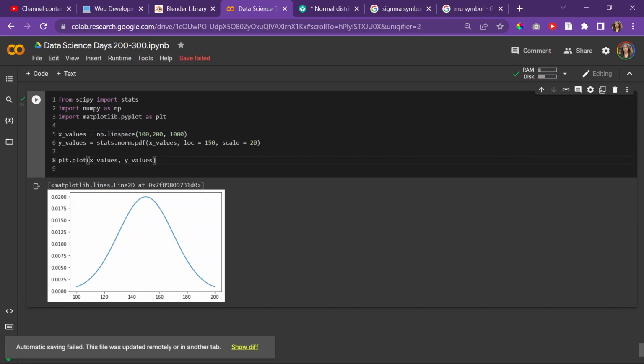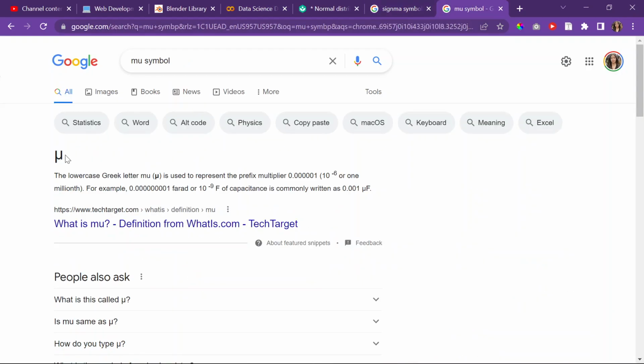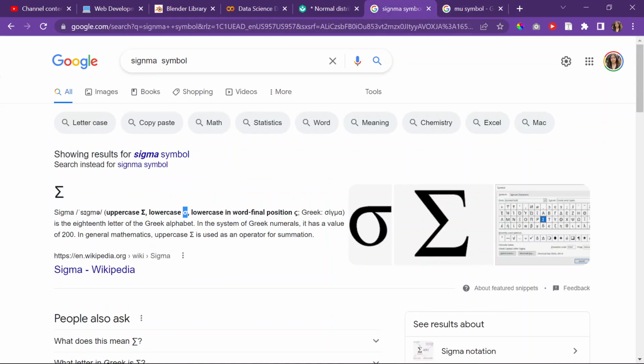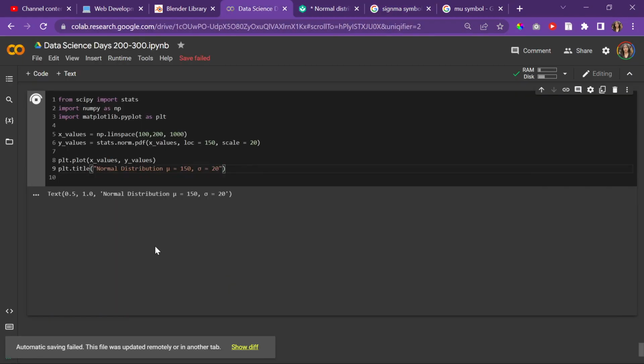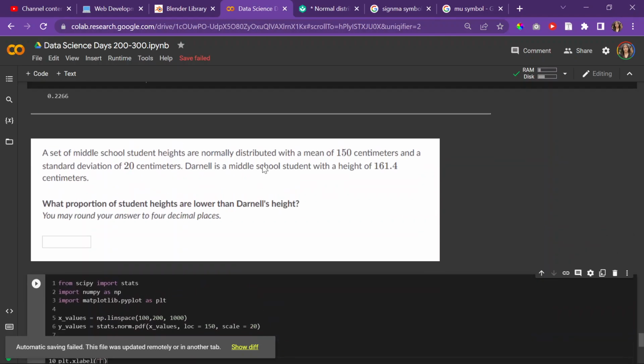Anyway, too much talking. So PLT dot title, I'm going to give it a title: normal distribution with, let me get my mu symbol. I should just literally have these on a post-it note because I'm always using them and I have to Google them. Mu equal to 150, and sigma, which is our standard deviation, is equal to 20. So then that's going to pop up there. And then I'm going to give it an X label, and the X label is referring to student heights.